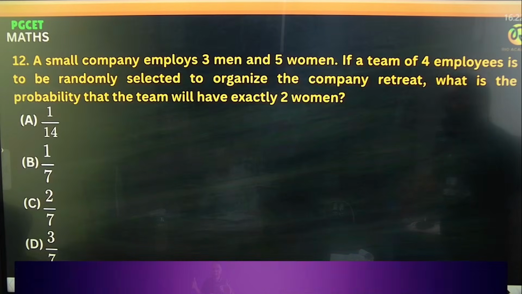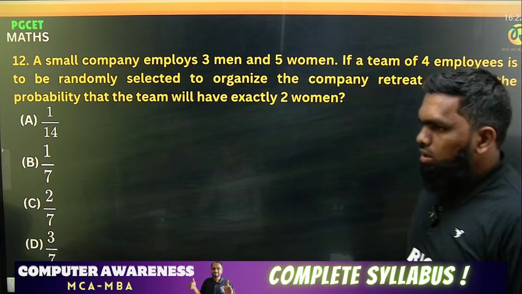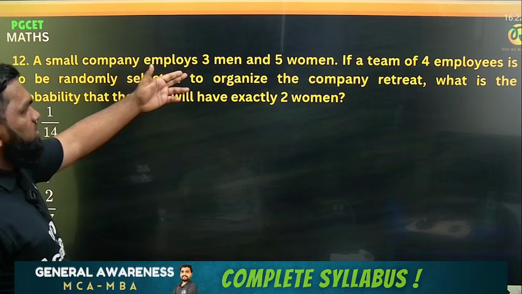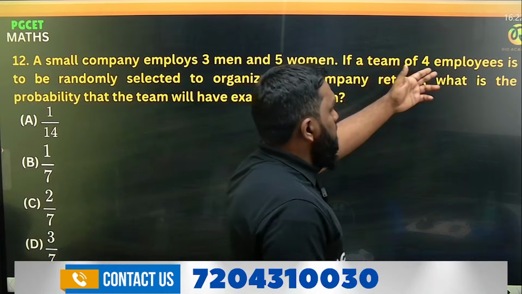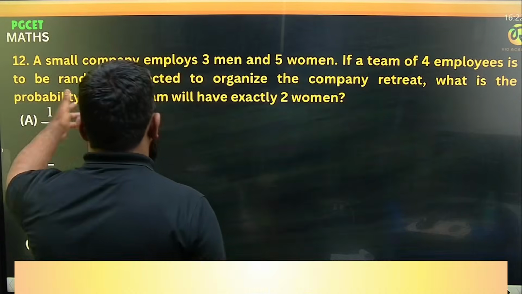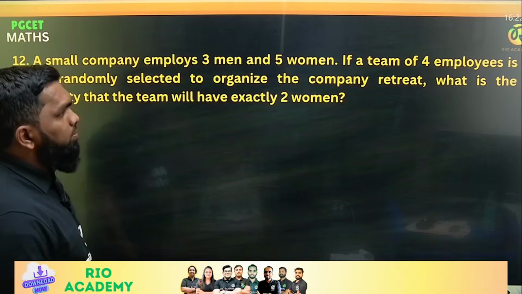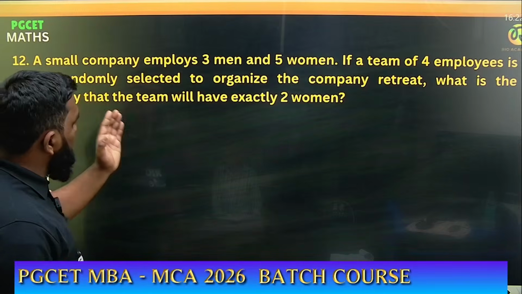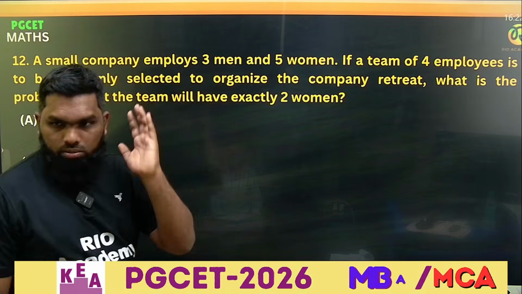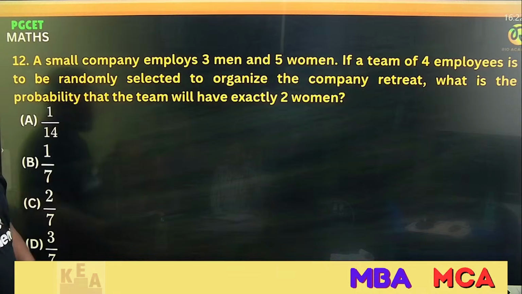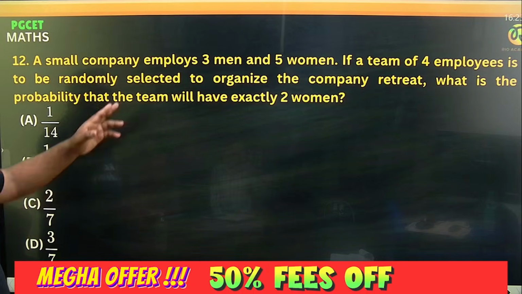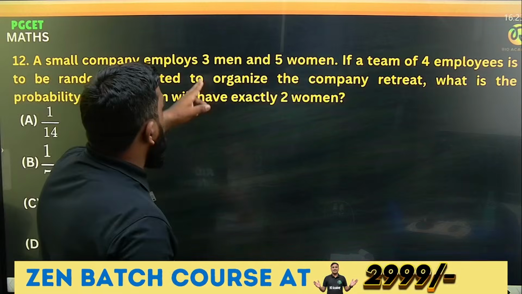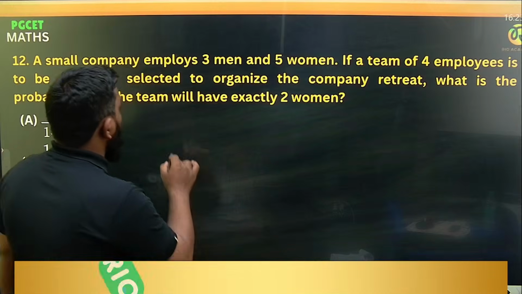Next question, question number 12. Here we have to break the question first. A small company employs 3 men and 5 women. A team of 4 employees is to be randomly selected to organize the company retreat. What is the probability that the team will have exactly 2 women? Here also we have 3 conditions. First we have to find the probability of the 3 men and total employees.